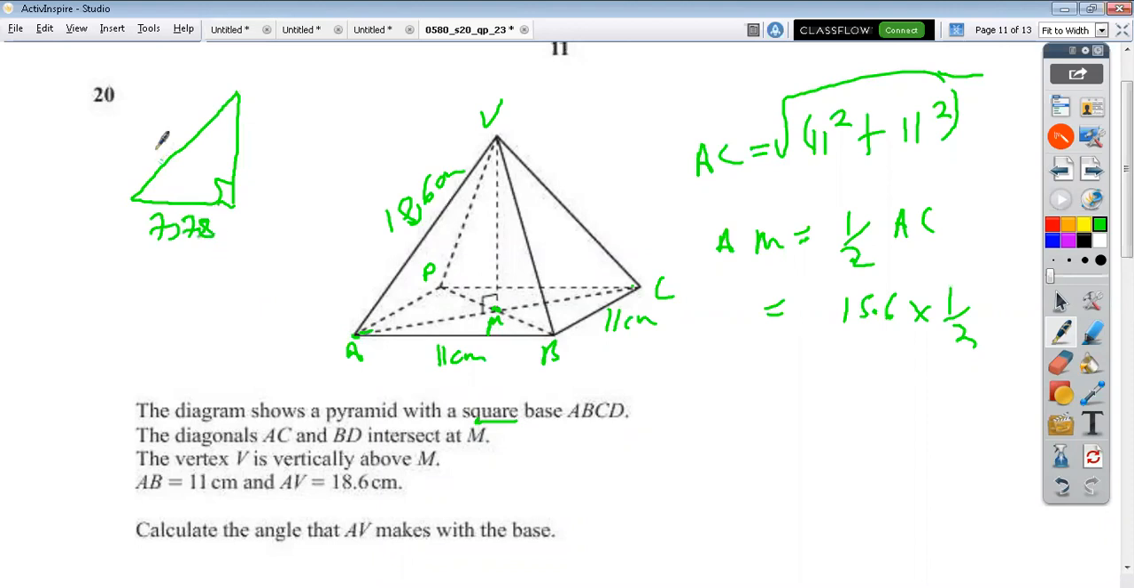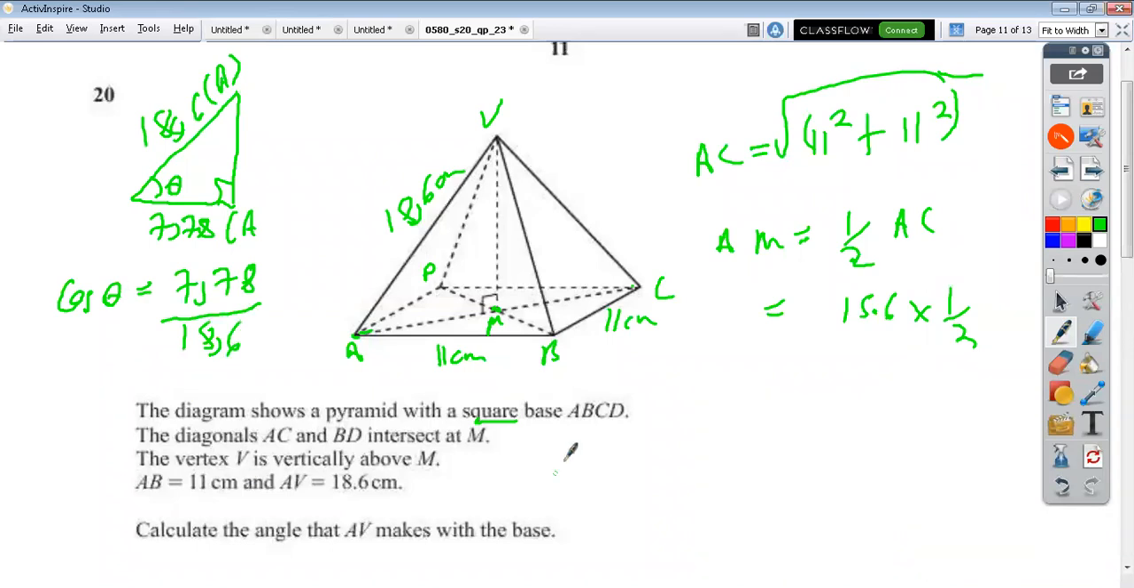7.78, like this. And we know that this is 18.6. So to find this angle, cos is adjacent over hypotenuse. So it means cos theta is equal to 7.78 divided by 18.6. Then arc cos, can you find that angle then? 7.78 divided by 18.6.